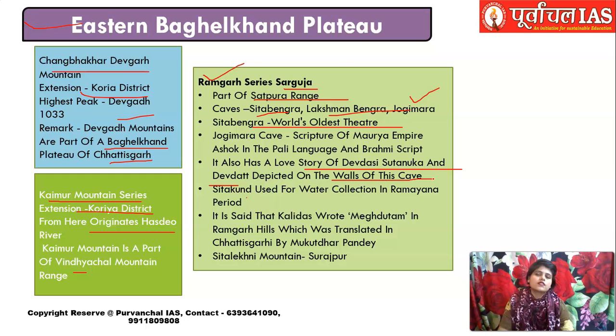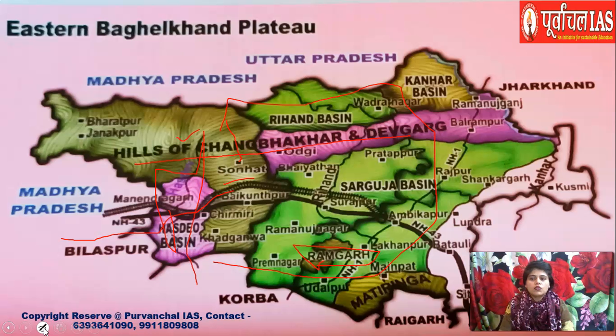And there is a Sita Kund, and it is said that in the Ramayan period people used to collect water from the Sita Kund. And Kalidas, like I told you, is said to have written the Meghdutam in this Ramgarh hill, which was later translated into Chhattisgarhi by Mukutdhar Pandey. In Surajpur, you have the Sita Lekhni mountain, which is again one of the evidences of the Ramayan period. So likewise, you have a lot of things present here in the Eastern Baghelkhand plateau.